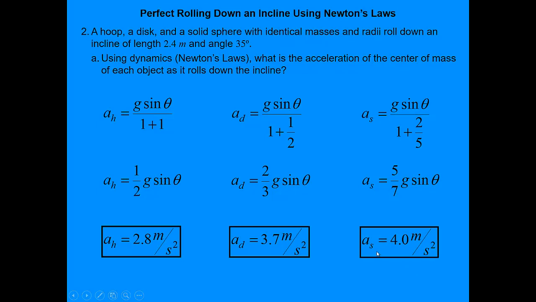So we can see here that any sphere is going to accelerate faster than any disk, which will accelerate faster than any hoop, as long as it's perfect rolling. So any sphere accelerates faster than any disk, accelerates faster than any hoop.